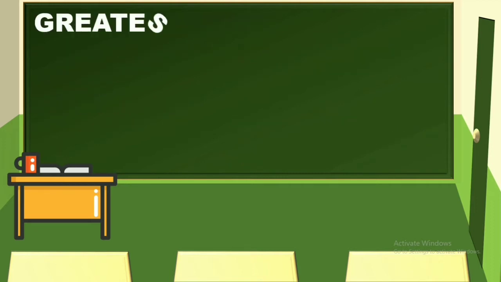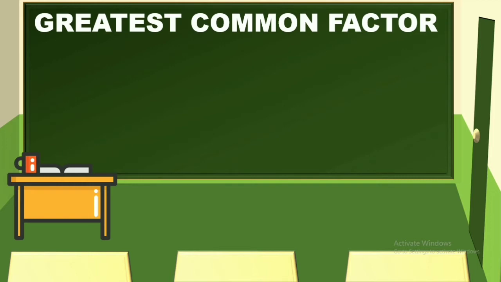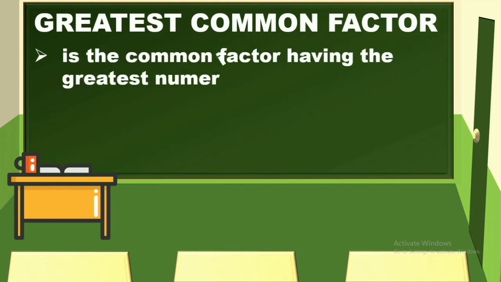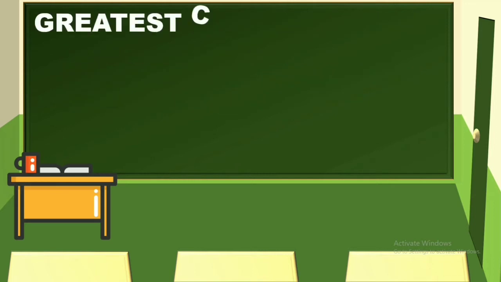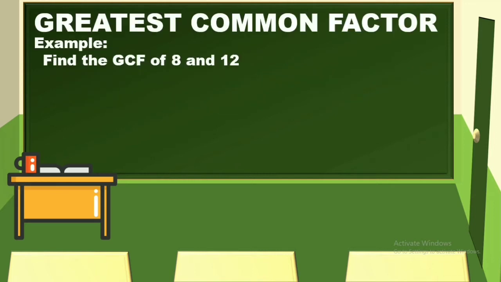Now let us proceed. What about greatest common factor? So when you say greatest common factor, it is the common factor having the greatest numerical factor with variables having least degree. Say for example, find the GCF of 8 and 12. Though I can use factor tree, but this time, I will use another method which is what we call continuous division. Ang ibang tawag nila dito ay upside down division. Okay? So first, we have an elbow here and we will write numbers 8 and 12 inside the elbow.